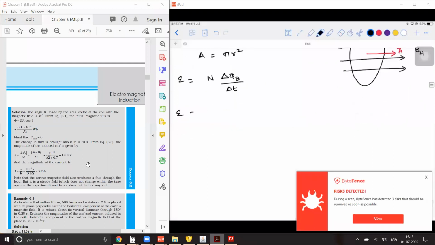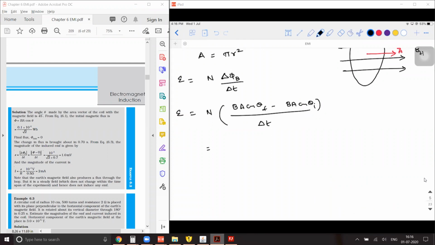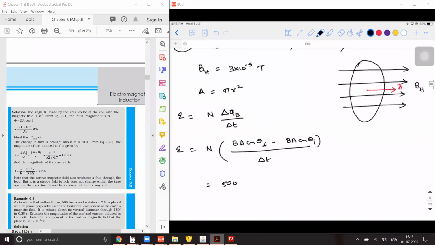So EMF will be equal to N into delta phi B, which is BA cos of theta final minus BA cos of theta initial, the whole divided by delta T. How much time is it taking for the coil to rotate? They have given 0.25 seconds, 1/4 of a second. So N is 500.